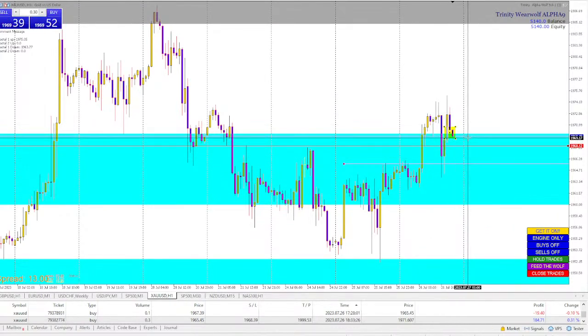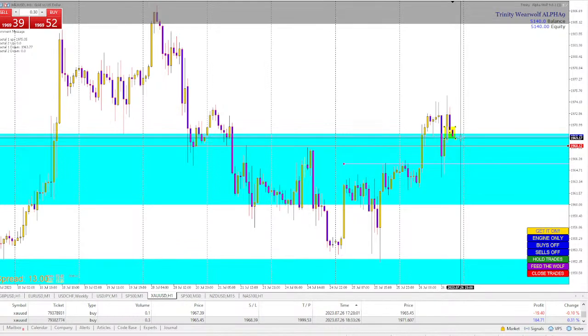There we go. We have now filled that hourly fair value gap. Right there, we've come back to inside the 50% of that range. Now, we've also hit the fair value gap on the daily. That's my objective for the day done.